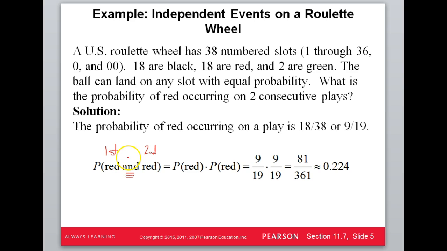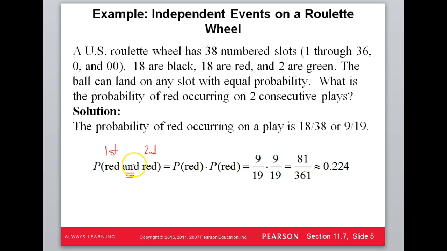Now notice the word or does not work here. If I wrote red on the first or red on the second, that could be red, red, which satisfies red or red. It could be red, black, which satisfies red or red since the first one was red. Or it could be black, red. And all of those would satisfy red or red. So it's very important that the word and is written here rather than or, because the only thing that satisfies red on consecutive plays is red and red.